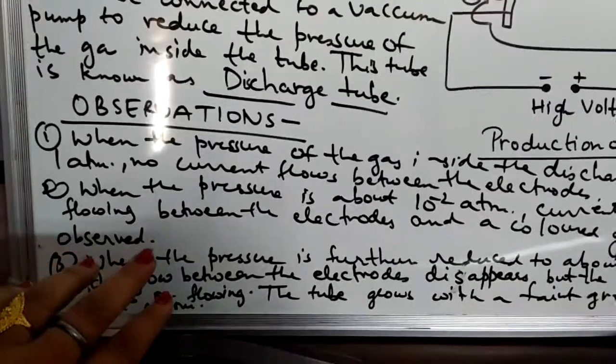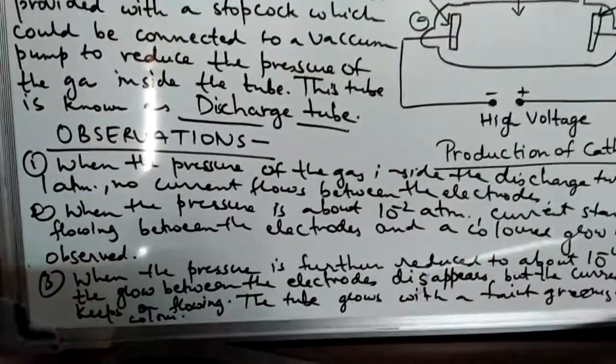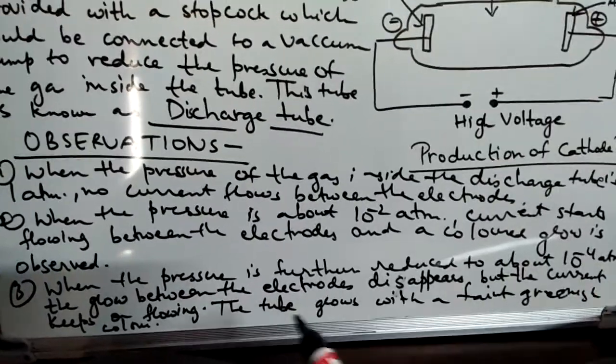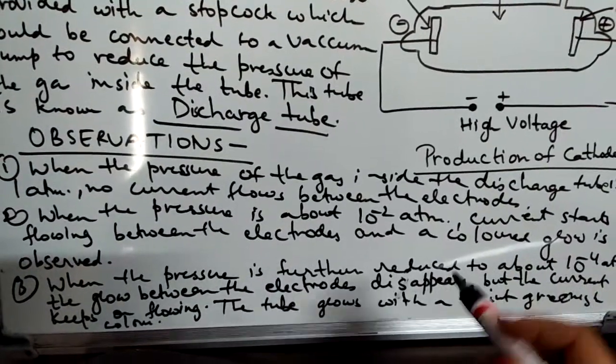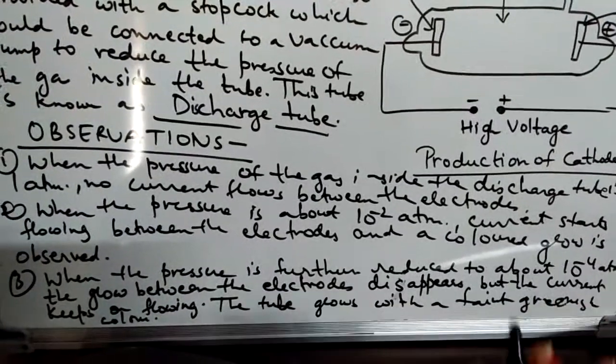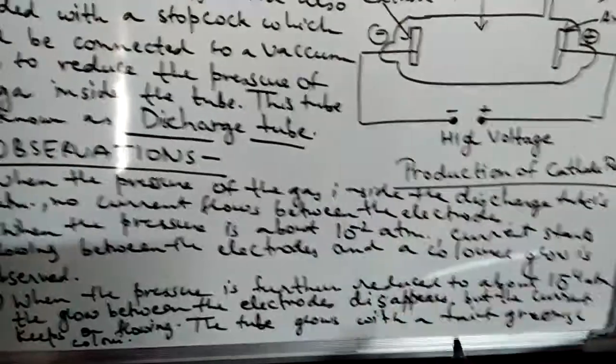Third point, when the pressure is further reduced to about 10 raised to the power minus 4 atmosphere, the glow between the electrodes disappears. The glow that you were seeing will disappear, but the current keeps on flowing and the tube glows with a faint greenish color, right? Faint greenish color.